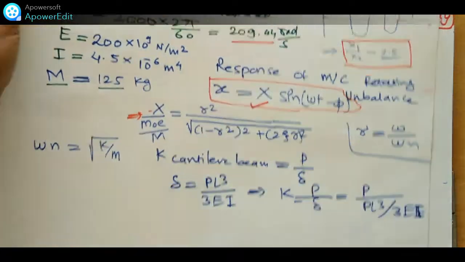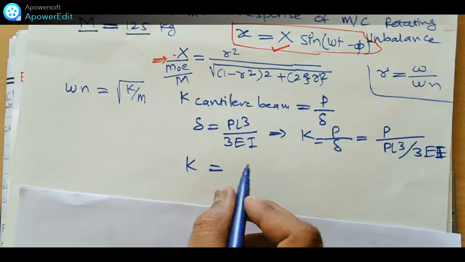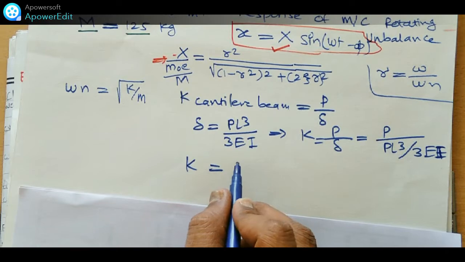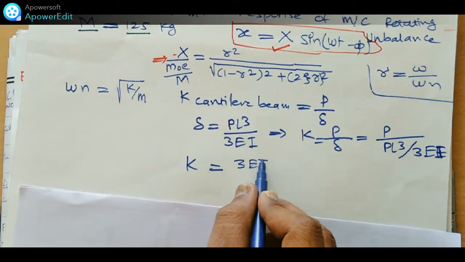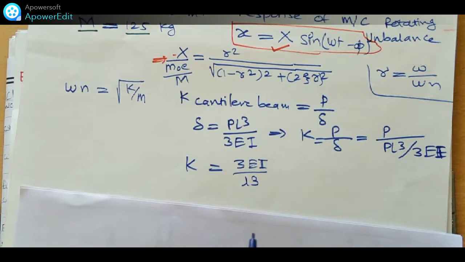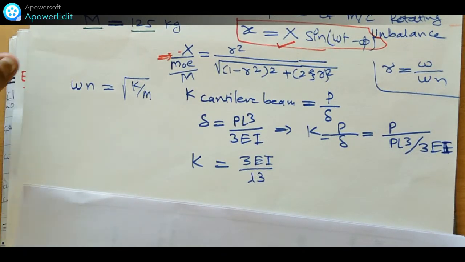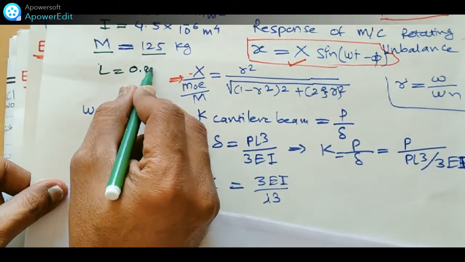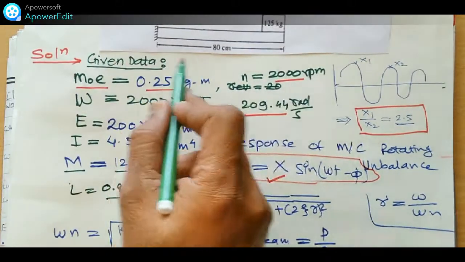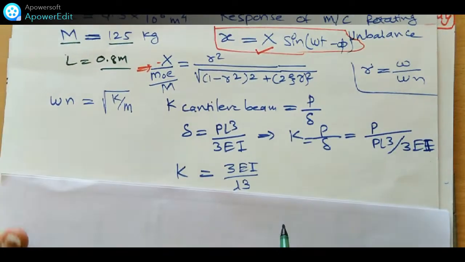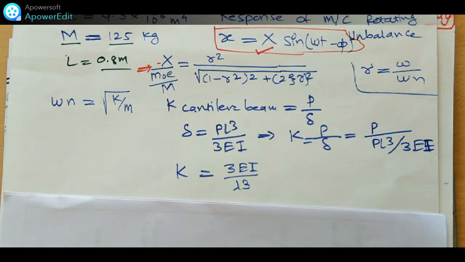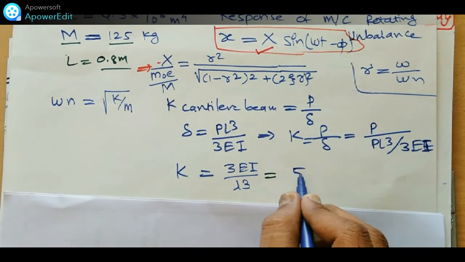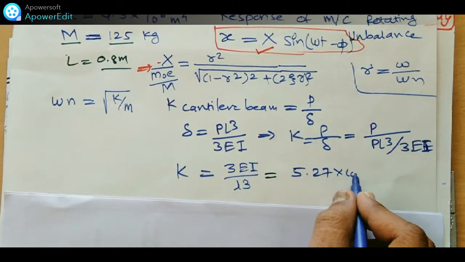That means K is equal to, I can write from this, 3EI upon L cube. The value of L is known to us, that L is 0.8 meter, that is 80 centimeter. So if we put these values here, what will we get? Value of K is 5.27 into 10 to the 6 Newton per meter.